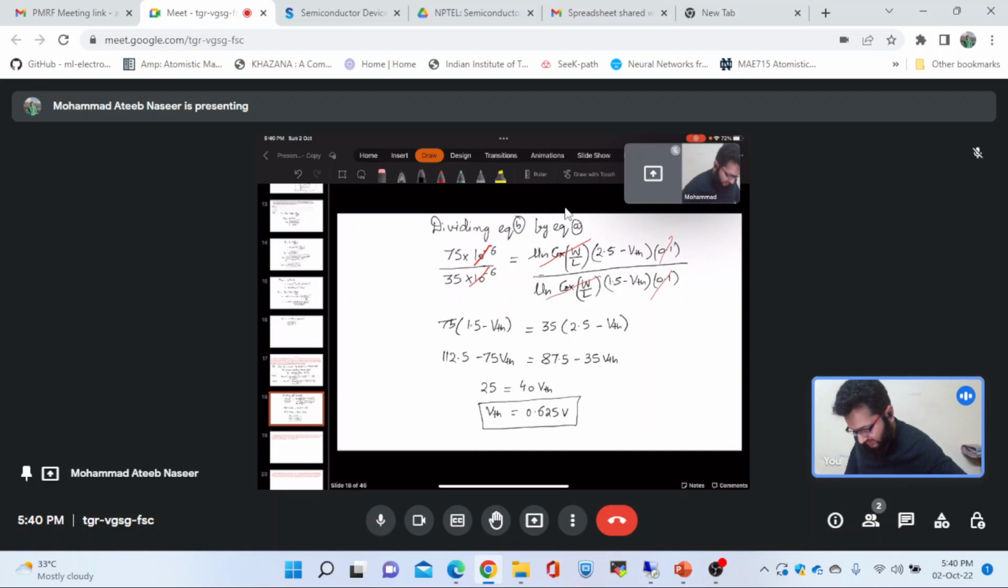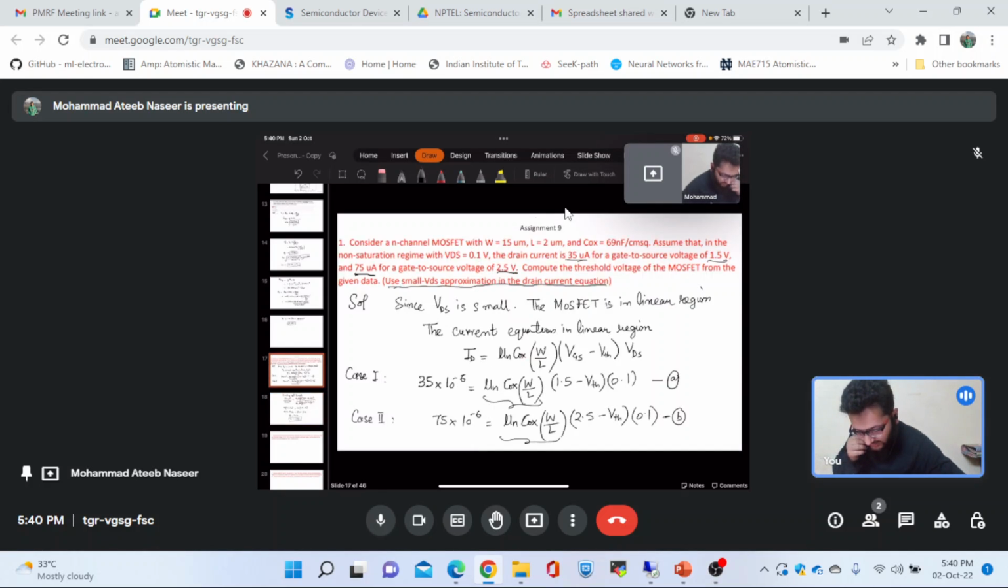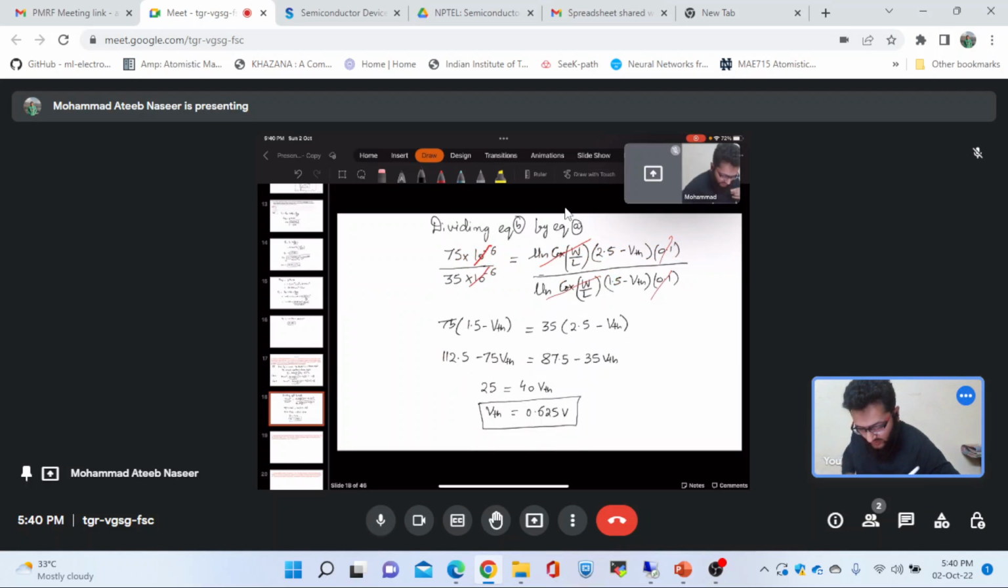Let us check the options. Okay, I have not put the options. So this is our answer. We have got the threshold voltage of this MOSFET, which was given to us.